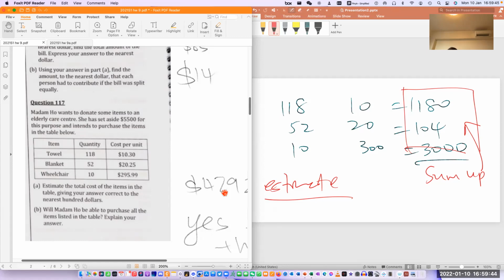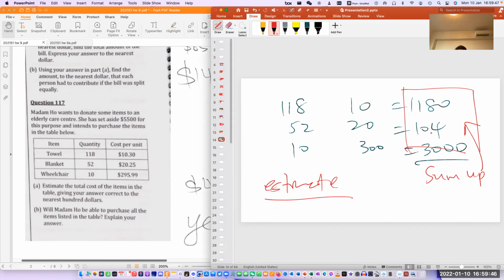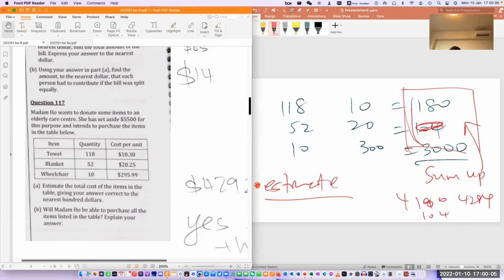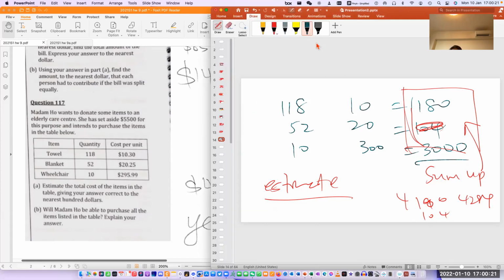Is it close? Let me see. So this is 4, 1, 9. Hold on. So I will get 4180. So I get 4180, so 108 is 4284. Yep, I will say close. Yours might be more accurate than mine. It depends how you estimate here.